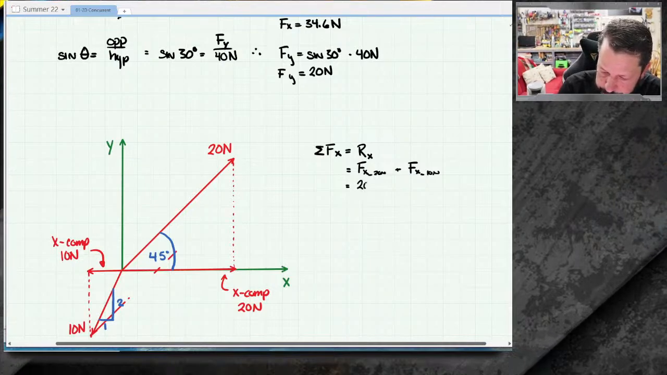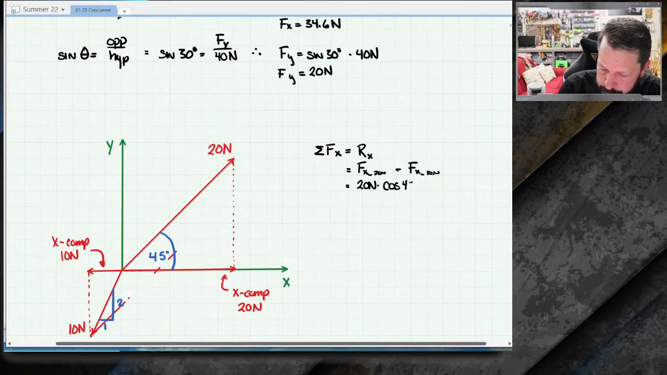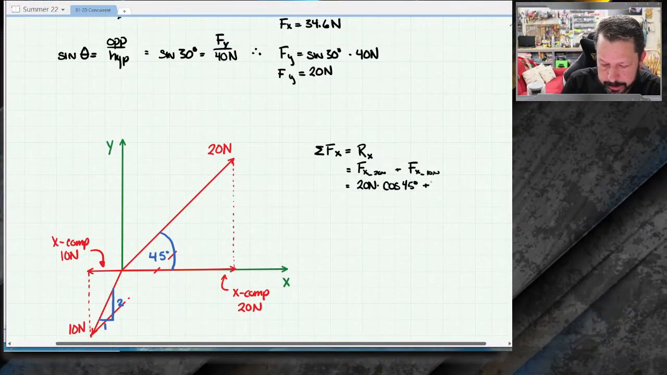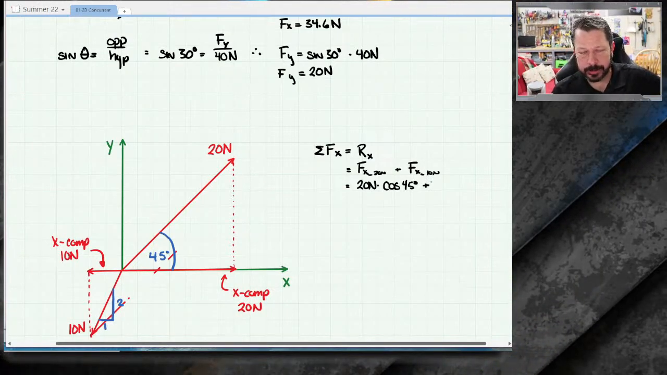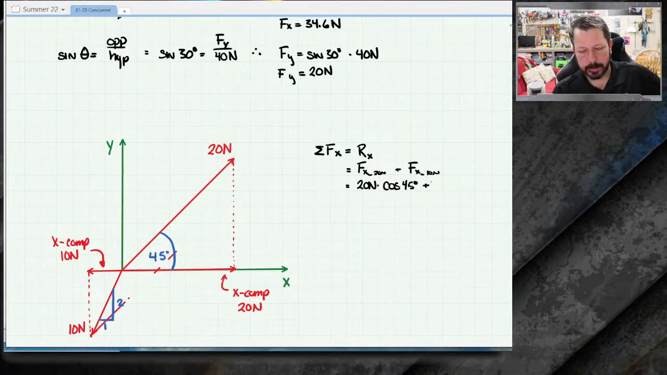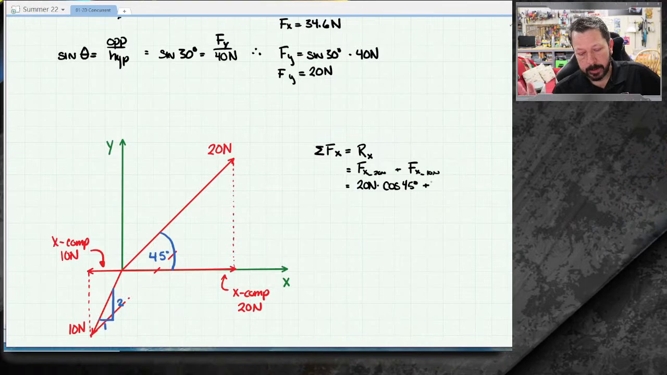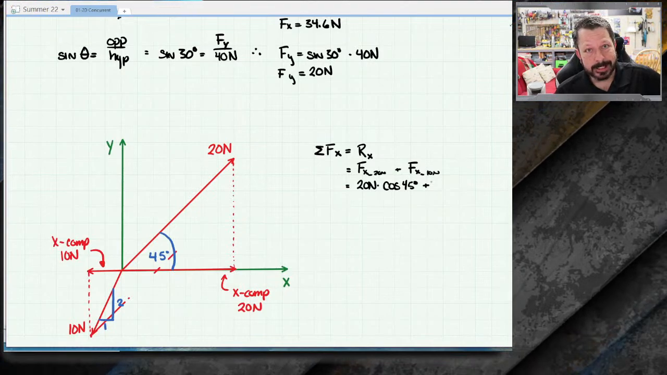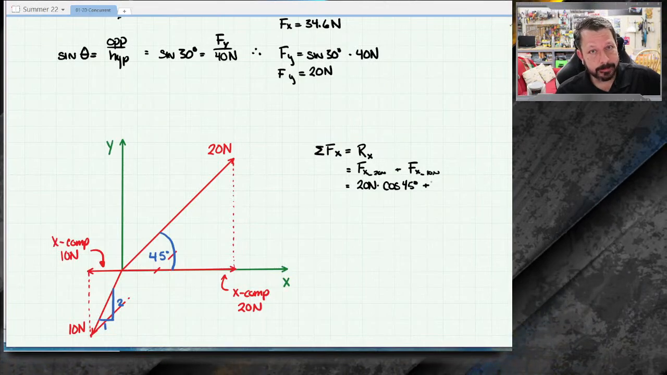20 newtons times the cosine of 45 degrees. And then plus, now I'm writing a plus symbol here, and this is where there are a lot of ways you can go about doing these when you want to add components together. One way is to literally use the addition of all of the force components and let the signs of the angles take care of anything that's negative.